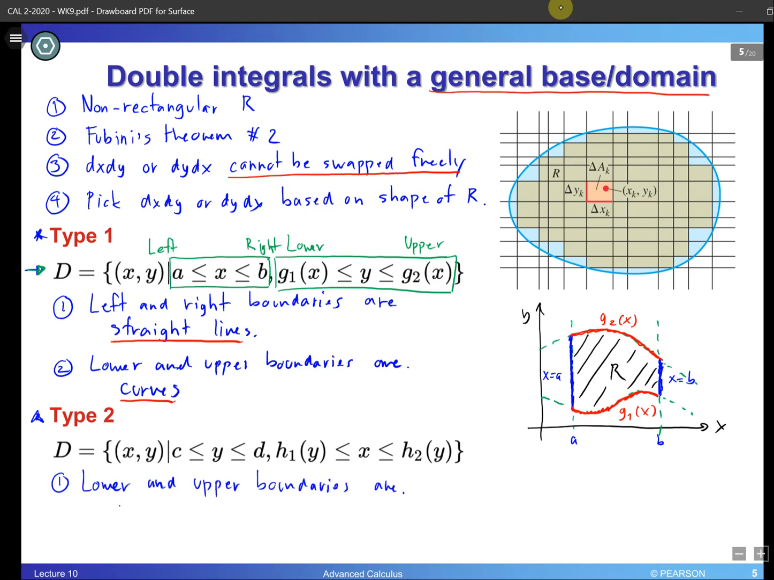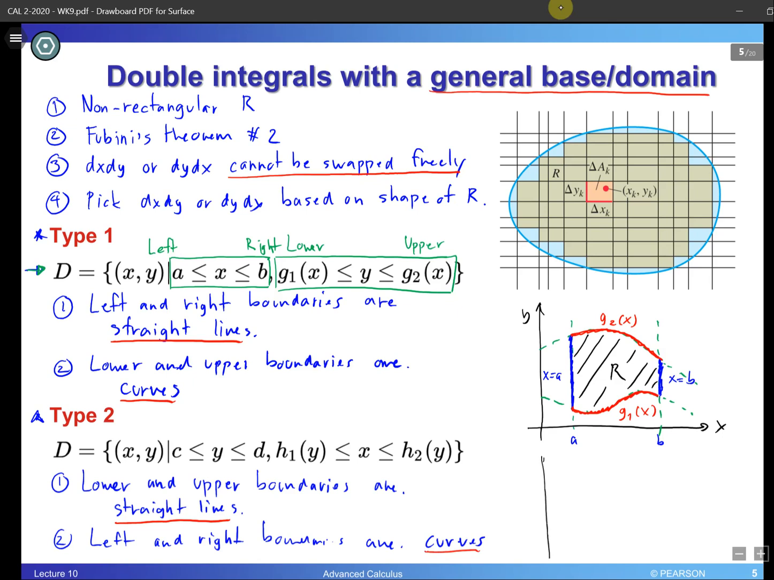Are supposed to be straight lines. This time it's the lower and the upper that have to be flat. Now for the second property, as you might have expected, it's going to be the left and the right boundaries that are curves. All right, so we swap the properties between these two types. Curves this time. Now let's take a look at an example of that right here.